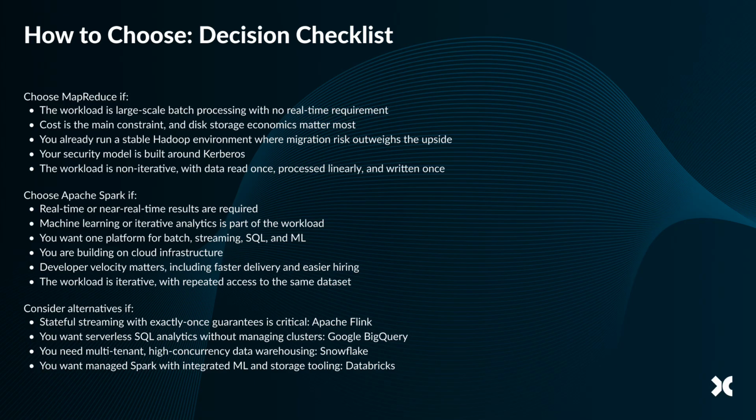Choose Apache Spark if real-time or near real-time results are required. Machine learning or iterative analytics is part of the workload. You want one platform for batch, streaming, SQL, and ML. You are building on cloud infrastructure. Developer velocity matters, including faster delivery and easier hiring. The workload is iterative, with repeated access to the same dataset.